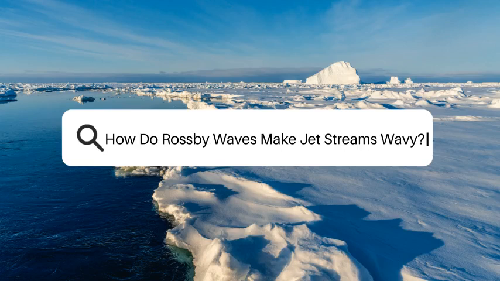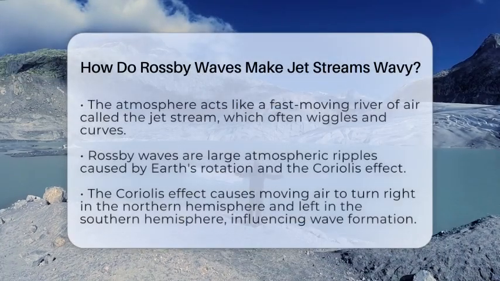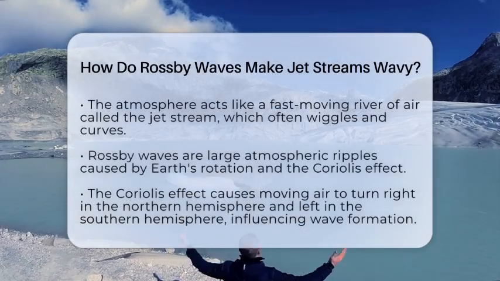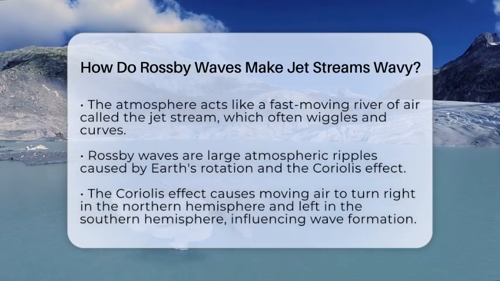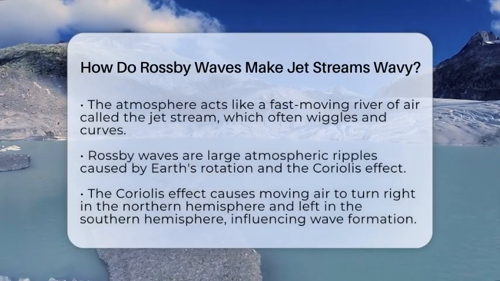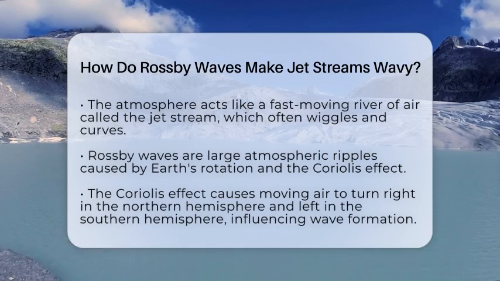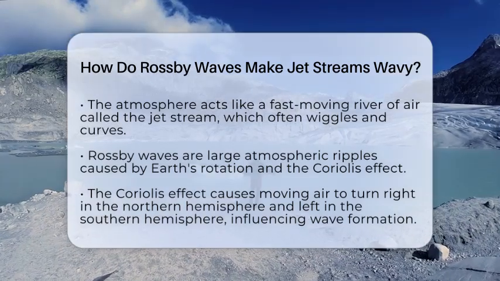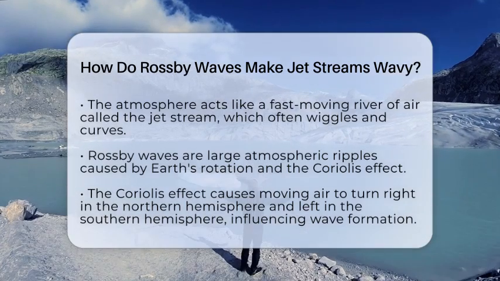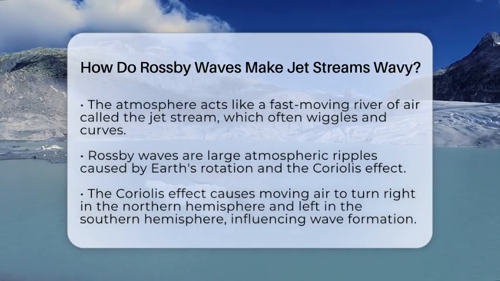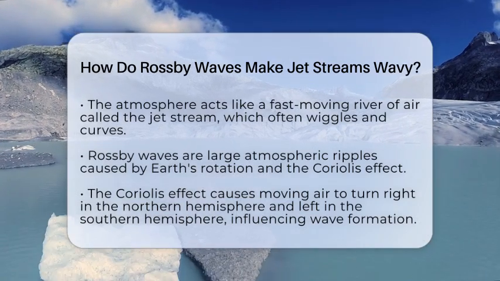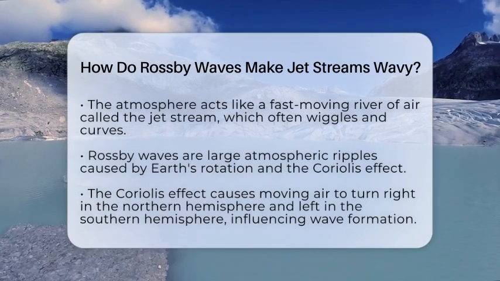How do Rossby waves make jet streams wavy? Imagine the atmosphere as a giant river of air rushing around the planet high above us. This river is called the jet stream, and it moves incredibly fast. But instead of flowing in a straight line, it often wiggles and curves. So, what causes these big, sweeping bends? The answer lies in something called Rossby waves.